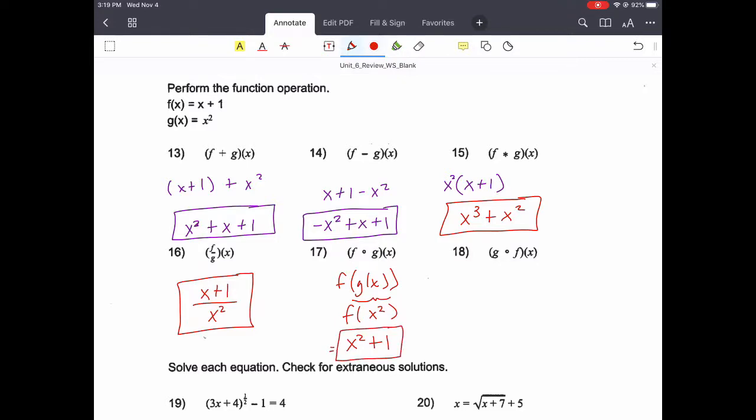And then here we've got g of f of x. So we're going to start with the f of x, so that means this part here is just x plus 1. And then we're going to plug this into the g function, and so g of x plus 1 is going to give us x plus 1 squared, which in this case, if we FOIL this out, we get x squared plus 2x plus 1.